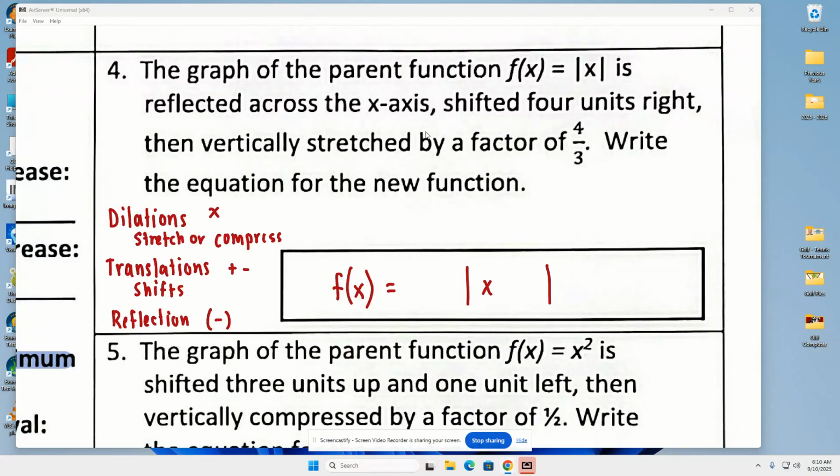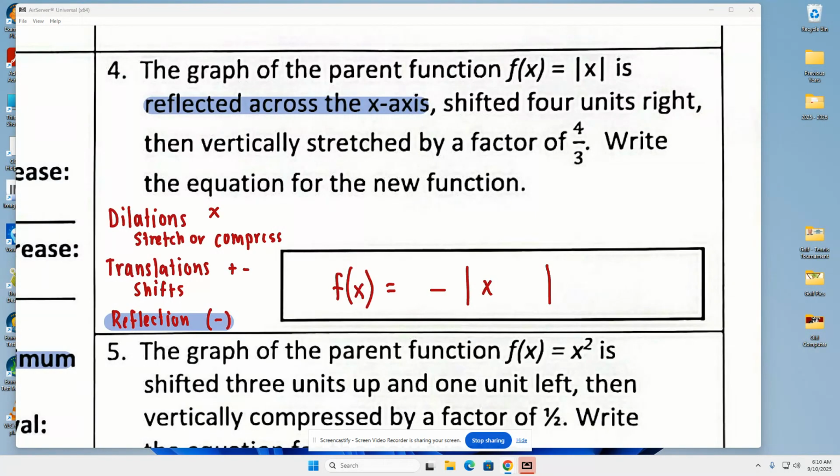So let's start right here at reflected across the x-axis. Remember, that's a reflection. And reflections mean that we have to multiply by a negative. But it says across the x-axis. So I want you to picture this. If I reflect over the x-axis, you're going vertical reflection. It's going over the x-axis. So that negative needs to be out front.